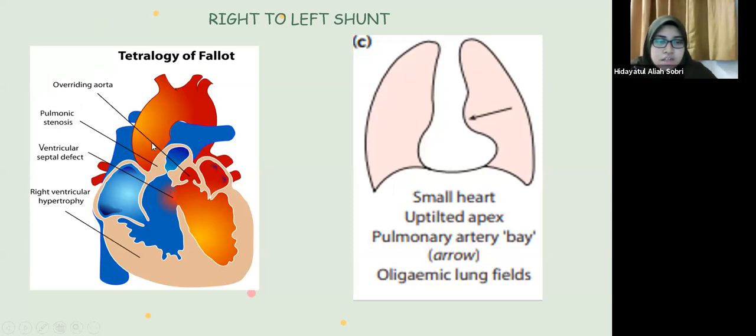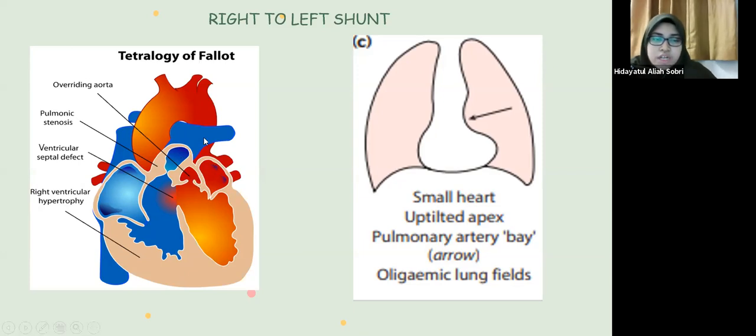And with this condition, when there is pulmonary stenosis, this will cause an increase in the resistance. So when there is increased resistance, the right ventricle tries to adapt to this condition, and at the end the right ventricle becomes hypertrophied. So this will shunt the blood from the right to the left. So you see this blue one, which is the deoxygenated blood, will shunt to the left compartment of the heart.